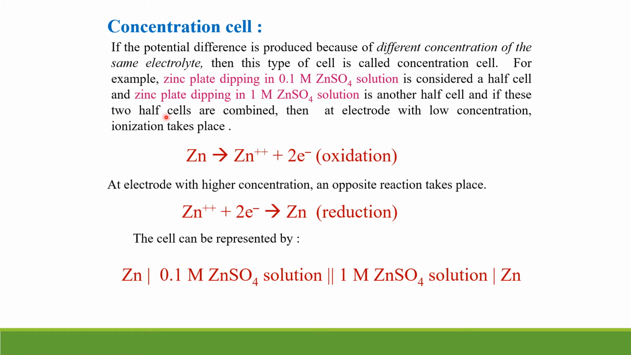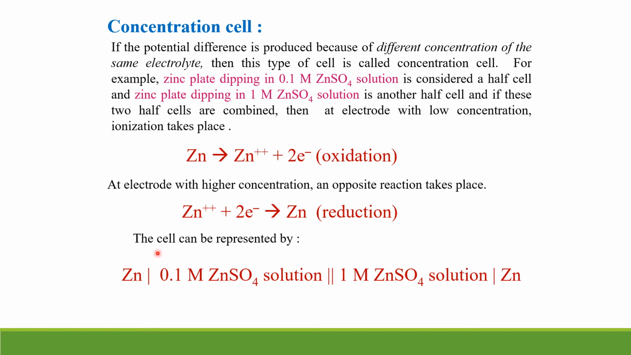And if these two half cells are combined, then at electrode with low concentration, ionization will take place. So zinc ionizing into Zn2+ ion plus 2 electrons, that is the oxidation. And at electrode with higher concentration, an opposite reaction will take place, that is the reduction. So Zn2+ ion plus 2 electrons giving metallic zinc, that is the reduction.